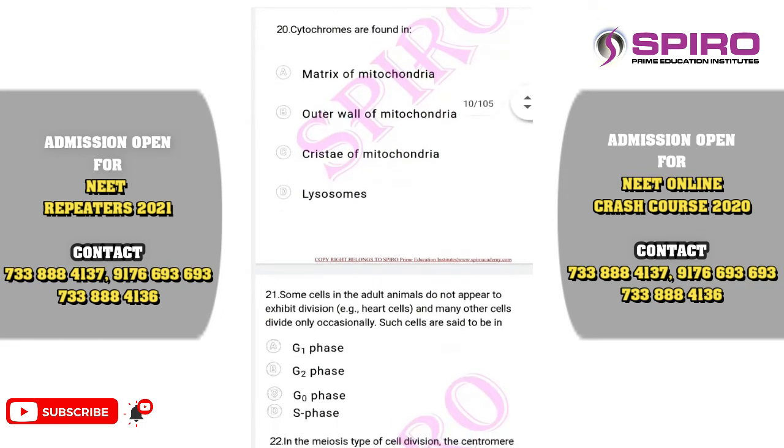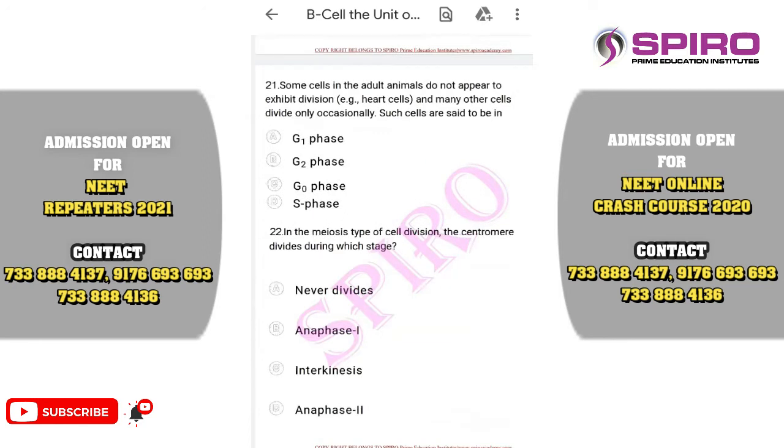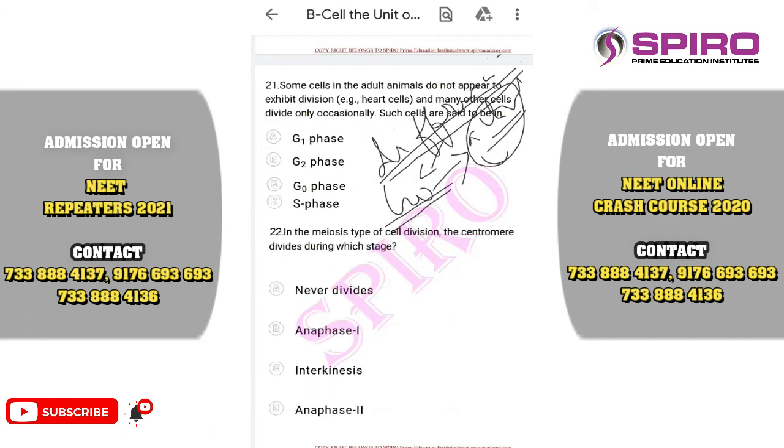Question number 21. Some cells in adult animals do not appear to exhibit division, and many other cells divide only occasionally. So these cells are said to be in. So, dear students, they are meaning the suspended stage of a cell cycle. Here, the differentiated cells are going to enter into the G0 phase. In the G0 phase, these cells are metabolically active, they grow, but they are not going to divide. So these differentiated cells enter a suspended stage of the cell cycle, which is nothing but the G0 phase. Heart cells, nerve cells and muscle cells are differentiated cells that are present actively in the G0 phase without proliferation.